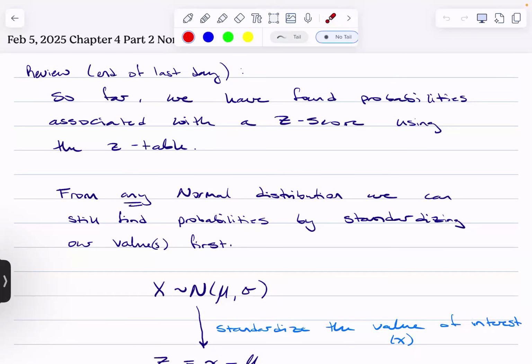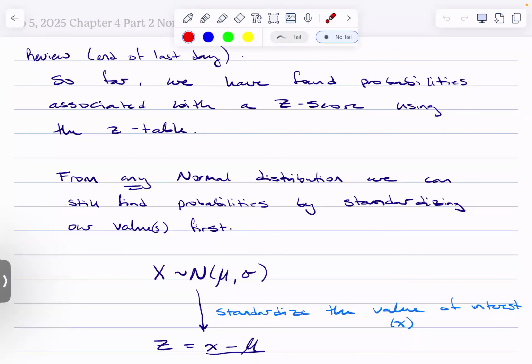Test one's just around the corner, but we've got a little bit to finish this week. We're going to keep working through the normal distribution today, and then I'm hoping we'll have time to start the binomial distribution, but if not, I'll adjust the test one content based off of what we're able to finish on Friday. So up to and including the end of Friday.